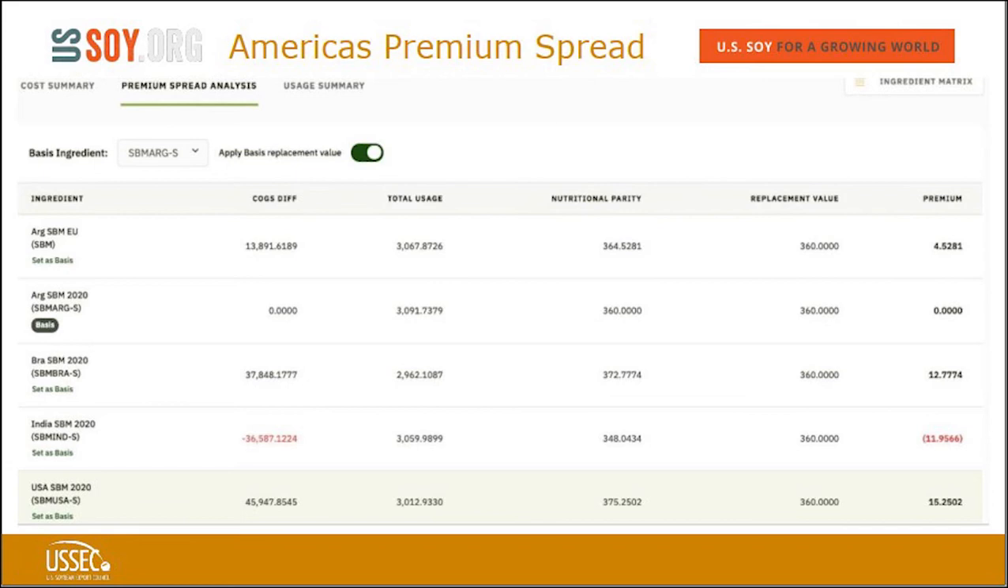I'm making more money because my cost of goods is dropping. So I have a $37,000 advantage on the table here that I can capture on the Americas. And if I look at the US soybean meal, there is almost a $46,000 differential in using US soybean meal. And this is extra money made by using a higher density ingredient that contributes more to all of the nutrients that matter to me in my feed.